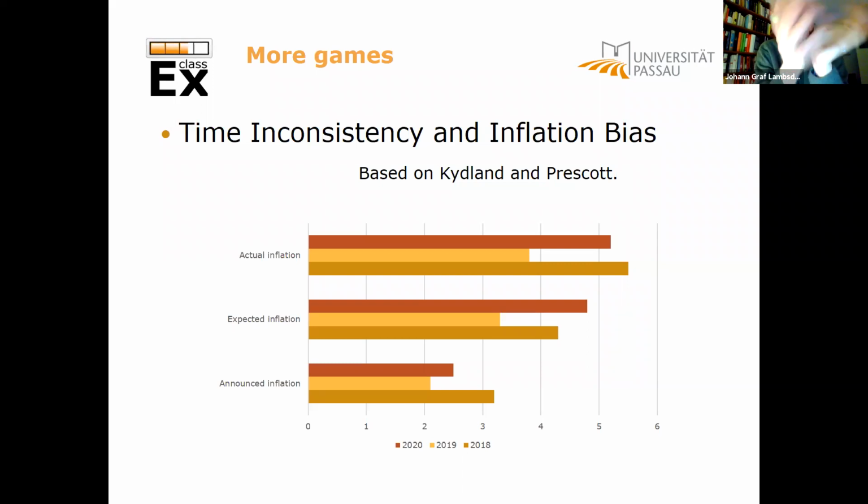And the nice thing about the time inconsistency model is that you can train your students in some micro-founded macroeconomic thinking. Maybe it's not so important for actual central banking in practice, but it's again a nice tool for helping students get into some formal micro-founded analysis.